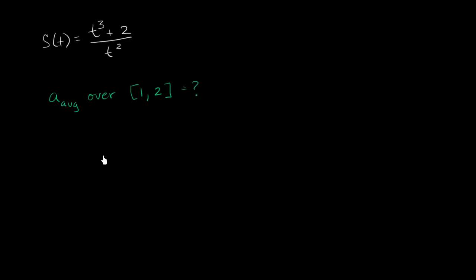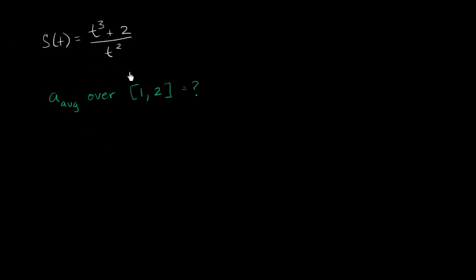So I'm assuming you've given a go at it, and the first thing you might have realized is we're trying to take the average value of a function that we don't know explicitly yet. We know the position function, but not the acceleration function. But luckily, the acceleration function is the derivative with respect to time of the velocity function, which is the derivative with respect to time of the position function. So the acceleration function is the second derivative of this, and then we just have to find its average value over this interval. So let's do that. Let's take the derivative of this twice.